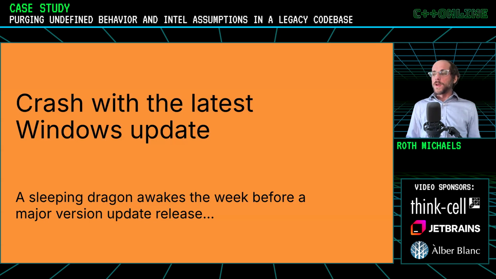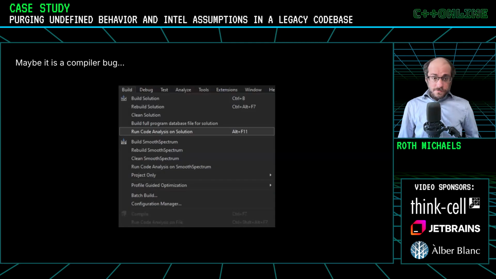And so we had clearly woken some sleeping dragon before this major release. There's a nice quote from Anthony Williams, from a keynote he gave at Meeting C++ last year, that undefined behavior is often the consequence of unexpected events. And this is an example of that. So how did we resolve this crash? We used the feature of Microsoft Visual Studio to run static analysis on one of our solutions.